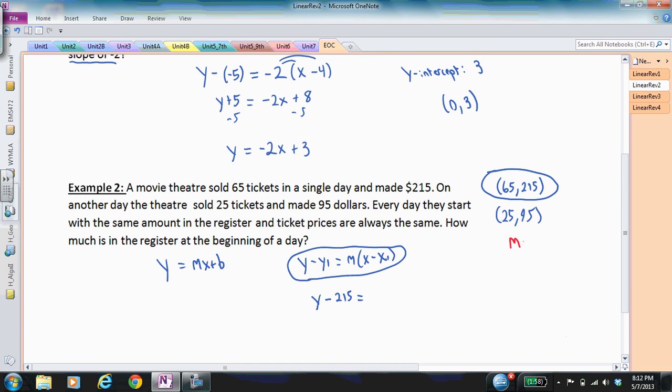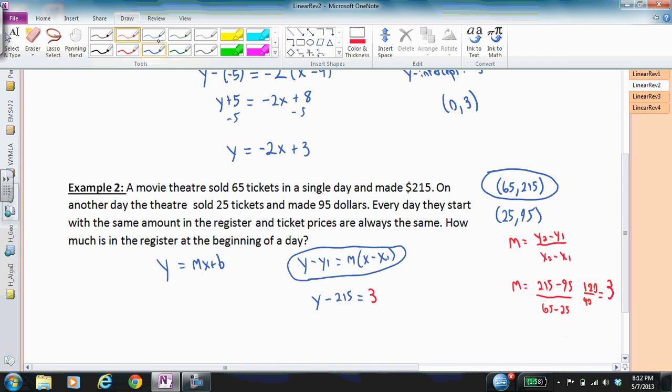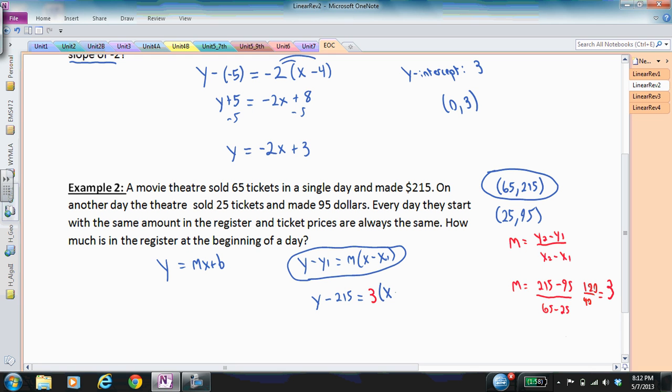So remember, slope, when you're given 2 points, is y2 minus y1 over x2 minus x1. So that's 215 minus 95 divided by 65 minus 25. And that simplifies to 120 over 40, which is 3. So the slope is 3 times x minus x1, which is 65.